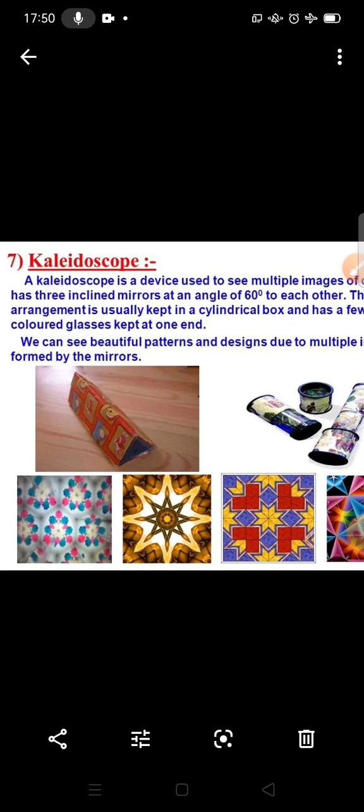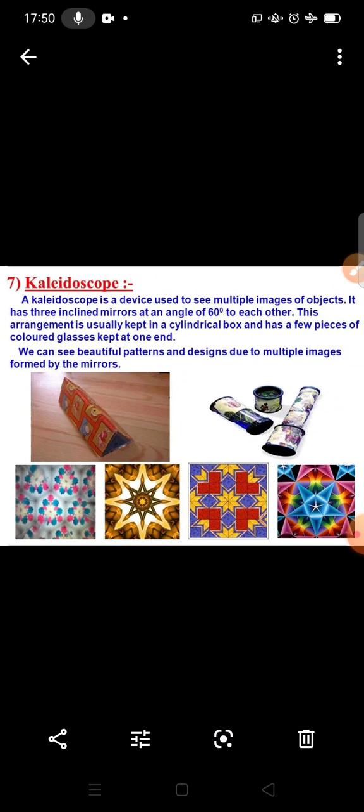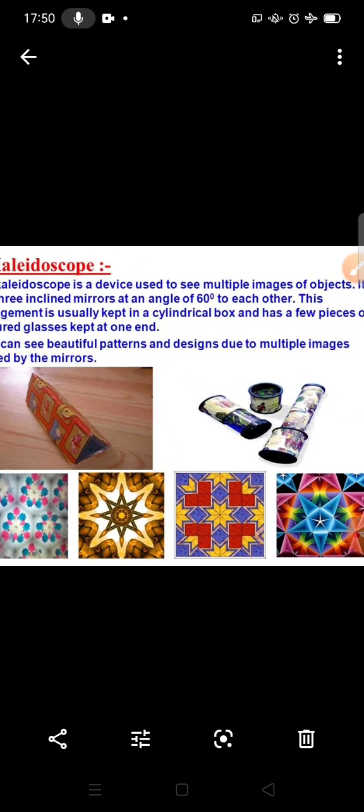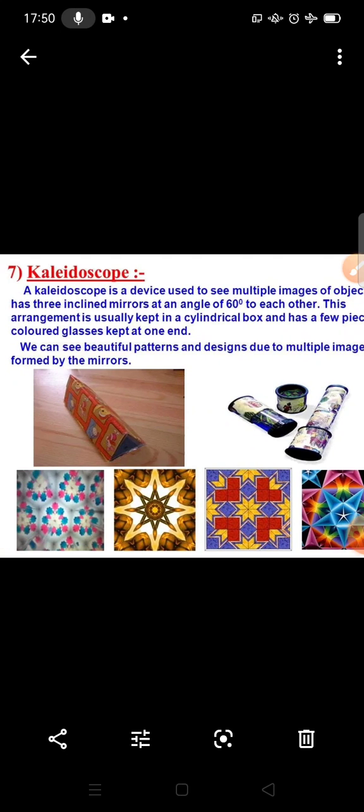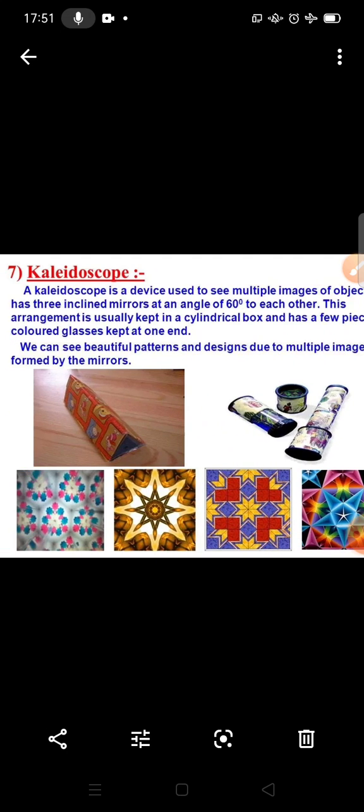So it is a device to see multiple images of an object. There are three plane mirrors, and you can see it has three inclined plane mirrors at an angle of 60 degrees. So when you prepare it, you should note that the angle will be 60 degrees to each other. This arrangement is usually kept in a cylindrical box and has a few pieces of colored glass kept at one end, and at the other end you can see the colorful glass also. So you can see the beautiful patterns and designs due to the multiple images formed by the mirrors.